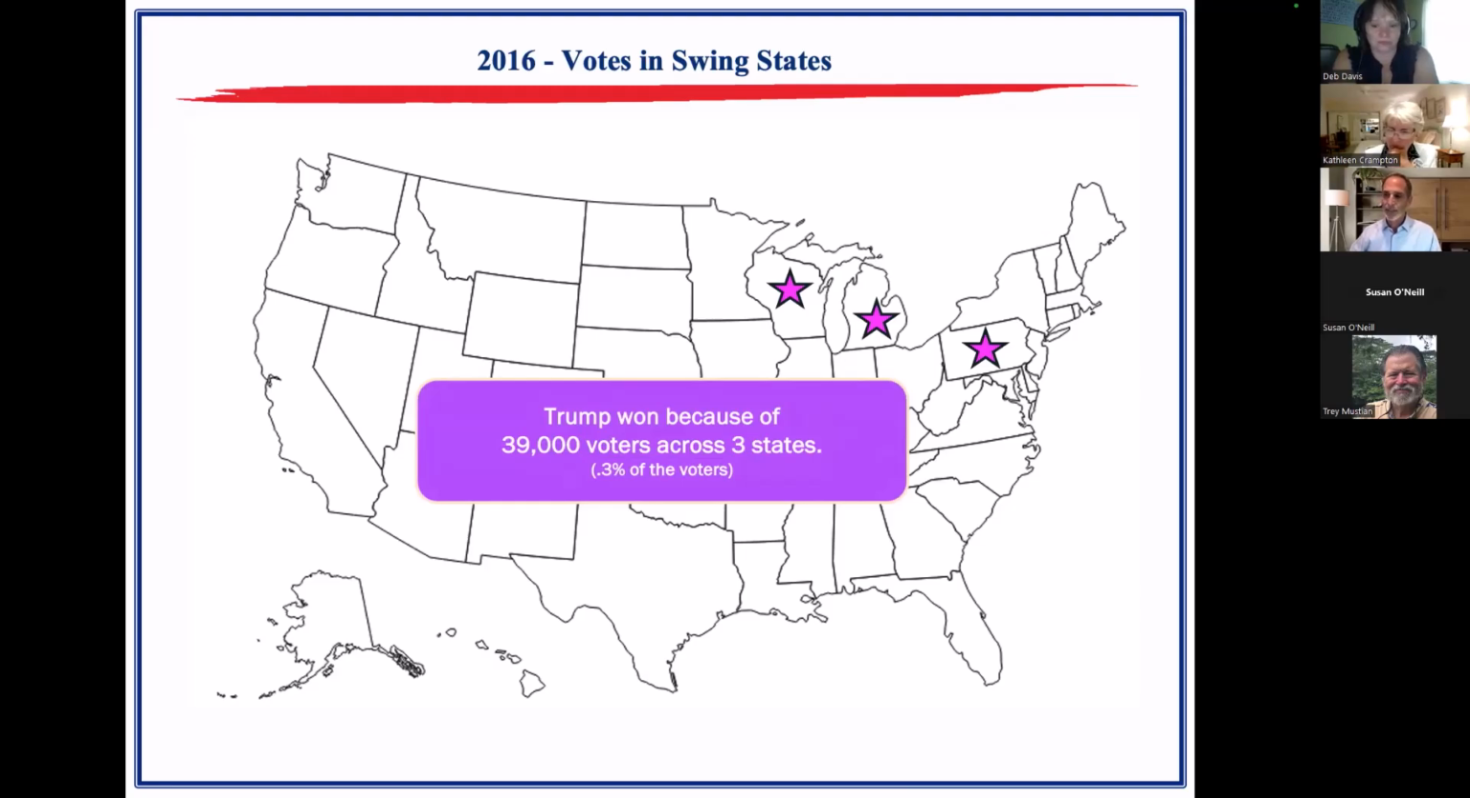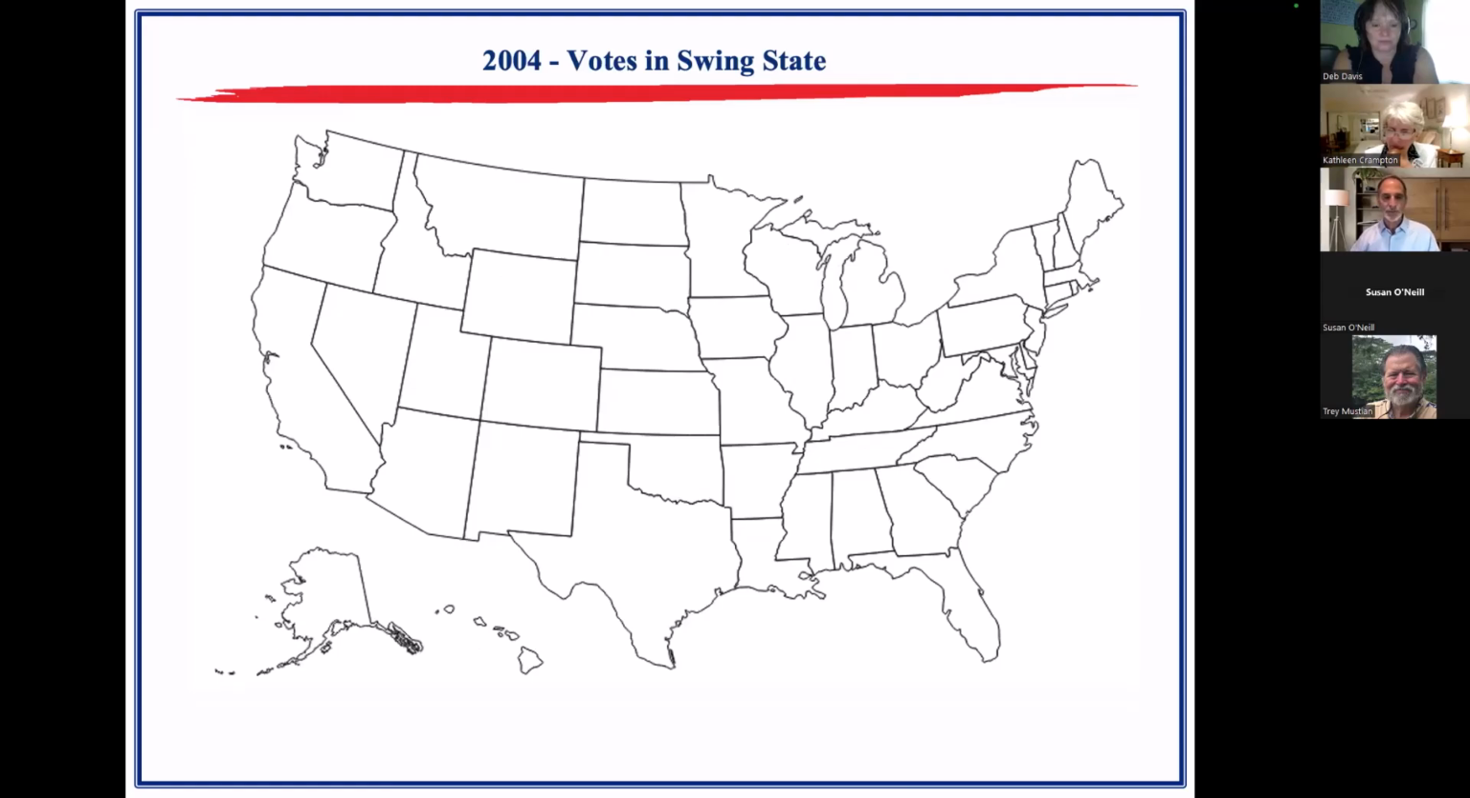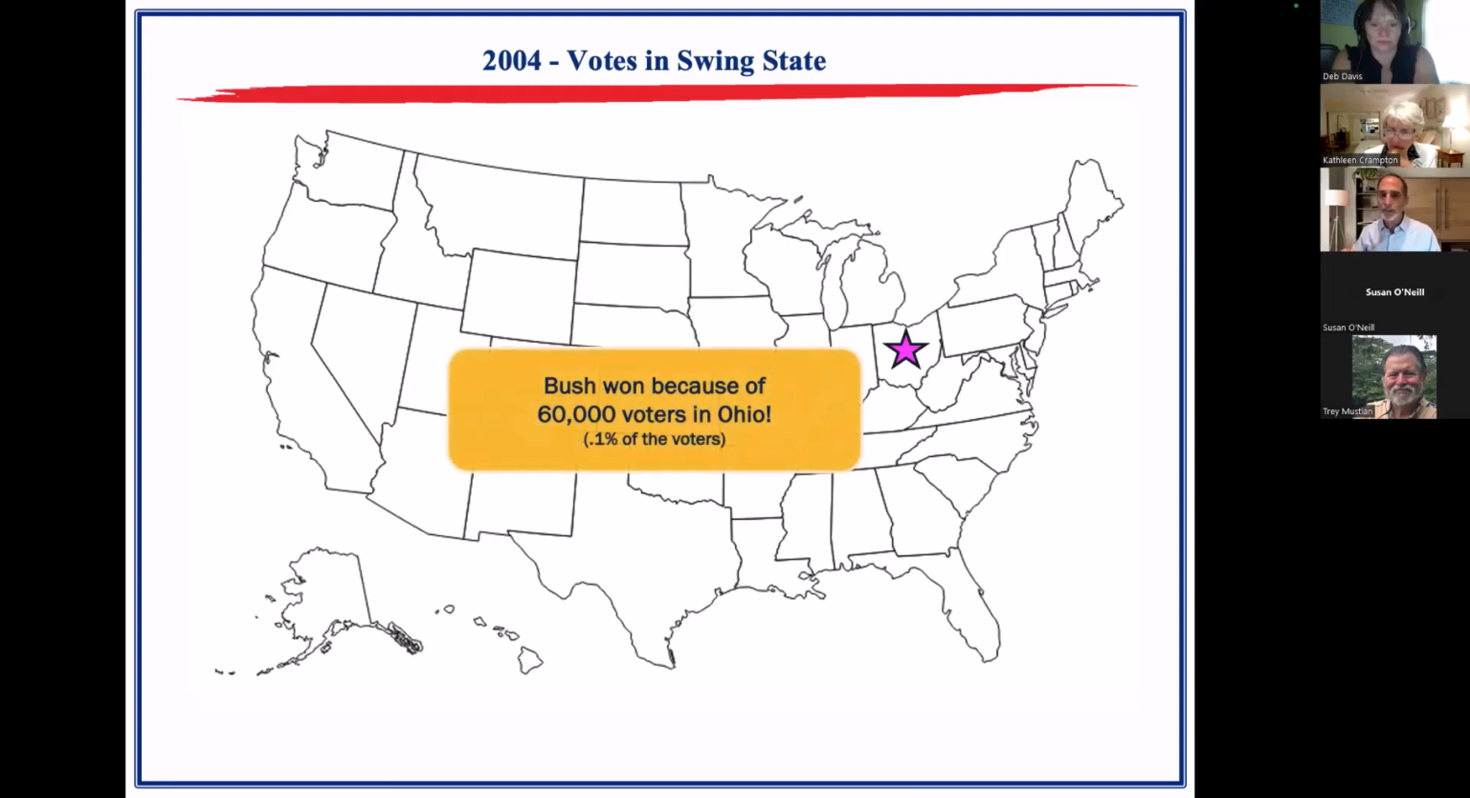And it's not just about the last 2 elections. We can go back to 2004. In that election, Bush won because of 60,000 voters in Ohio. There were almost 6 million voters in Ohio. He won by 0.1%. To give you an idea what 0.1% is, if you had 1,000 people in a room, 1 person is 0.1%. That's how close that election was. It hinged on 1 out of 1,000.